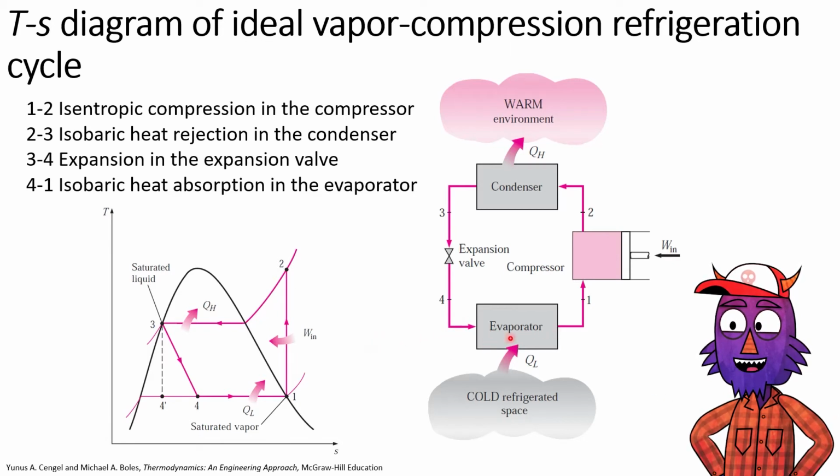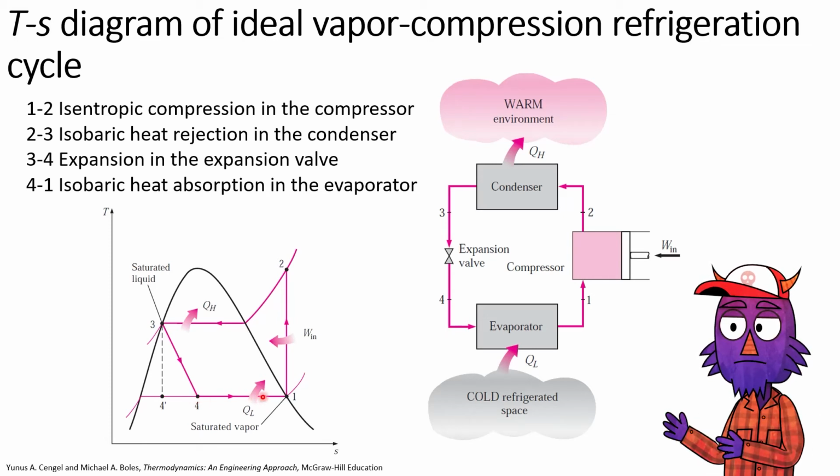But the evaporator will absorb heat from the internal environment of the refrigerator, and this saturated liquid-vapor mixture will become a complete saturated vapor once it exits the evaporator. And then the saturated vapor again goes through the compressor, and then the cycle will continue.